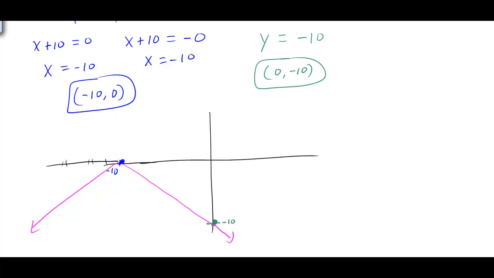Alright, so hopefully now you have a little bit better idea of how to identify your x and y intercepts, as well as your symmetry with the x-axis, the y-axis, and the origin. And the next video we will look a little bit more at some examples of identifying symmetry with the x, the y-axis, and the origin.